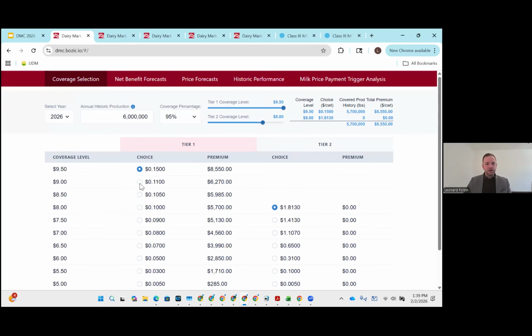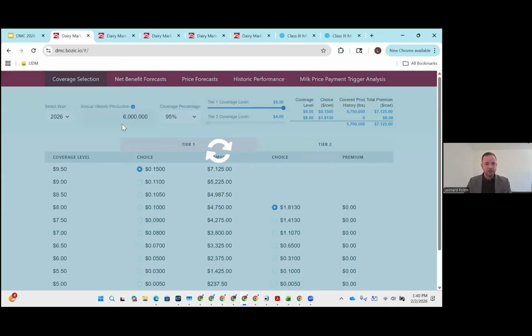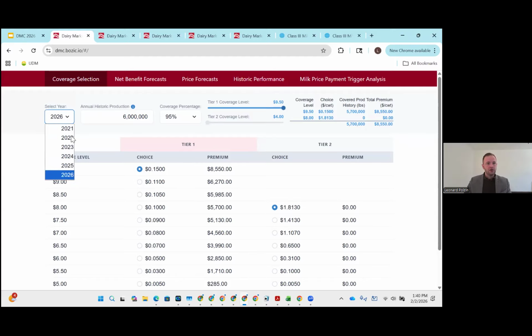So depending on the coverage level you choose, it calculates and comes up with the premium amount that corresponds to that. So this is your annual historic production. Again, before we were at 5 million pounds of production. Now we're at that 6 million pounds of production for your operation. You can cover more than that, but again, that amount is covered in tier two. So as you can see, when I put in 5 million pounds, the premium did change. We're going to just put that back to 6 million pounds to keep the math consistent throughout.